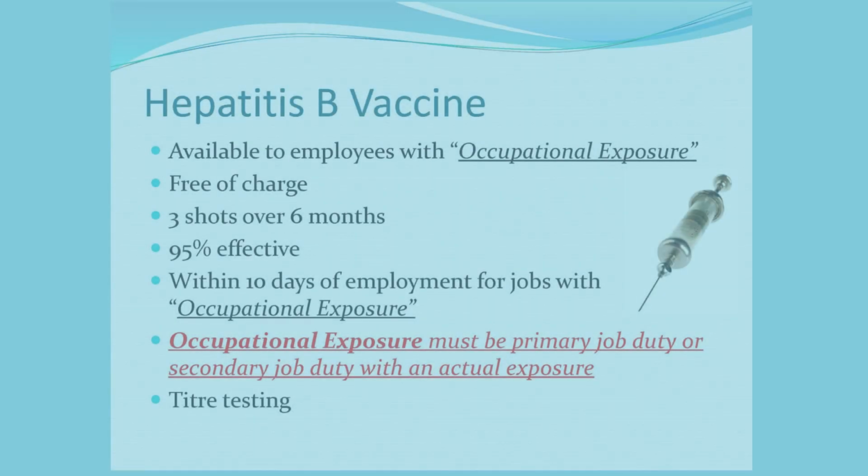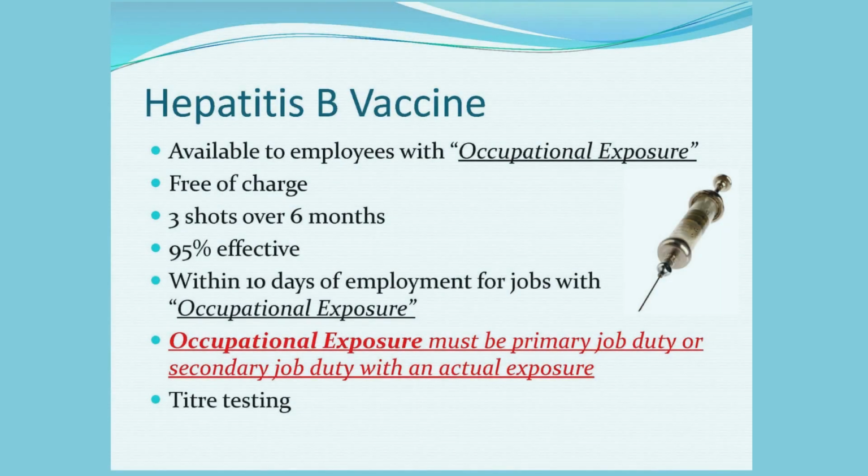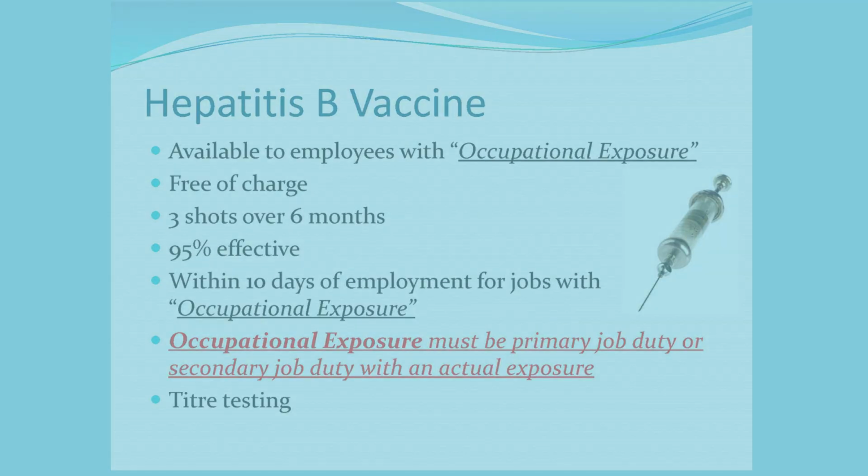The hepatitis B vaccine is available at no cost for employees with occupational exposure. It consists of 3 shots over 6 months and is approximately 95% effective. Employees may undergo titer testing to confirm immunity.